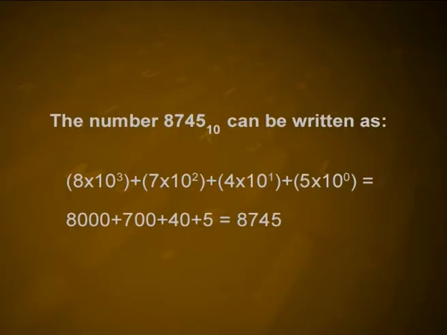The number 8745 to the base 10 can be written as 8 into 10 cube plus 7 into 10 square plus 4 into 10 raised to 1 plus 5 into 10 raised to 0, which is equal to 8000 plus 700 plus 40 plus 5, which is equal to 8745. From the following example, we can see that the same digit signifies different values depending on the position of that digit in the number.